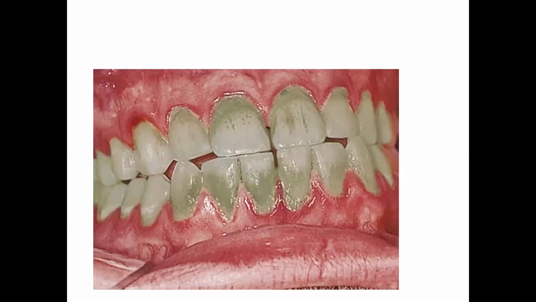So this is an example of green stain, and don't you just want to take some pumice and polish that off? Again, you don't do that because oftentimes there's demineralized tooth structure underneath that.